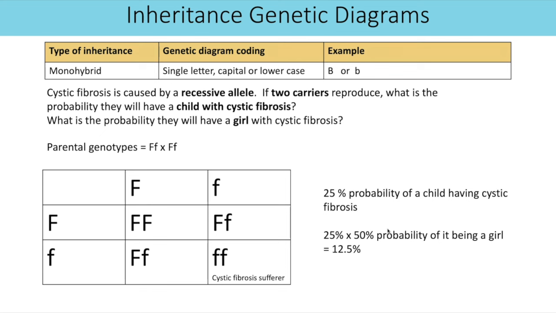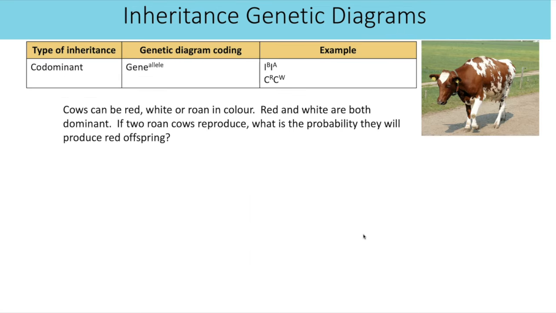If they then asked what is the probability of it being a girl, which they did here, we then need to times by a half, because it's always 50% probability of having a boy, 50% probability of having a girl, or male or female.